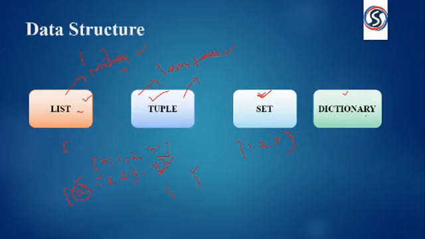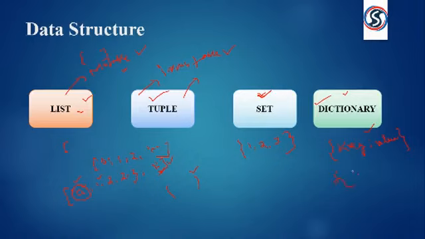Dictionary. So what is a dictionary? A dictionary is an unordered collection of key and value pairs. Whenever you define elements in the dictionary, the elements are included within curly braces, and the syntax is key colon value, a key and value pair. So the elements of the dictionary will be in the form of key and value pairs.